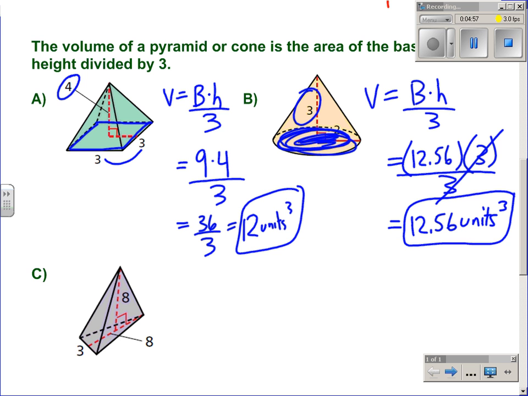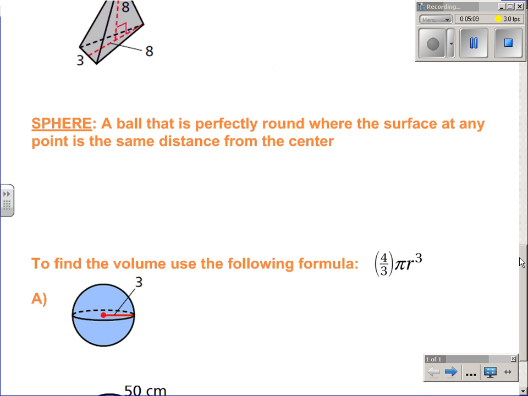All right, so go ahead and use the formula that we provided for you to do letter C. You have a triangular pyramid. Go ahead, use the formula and find the volume. All right, after you did that, we actually want to talk about a sphere.